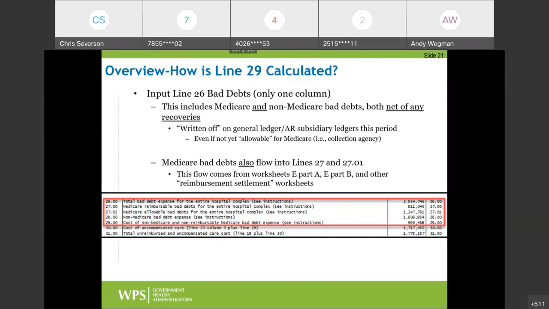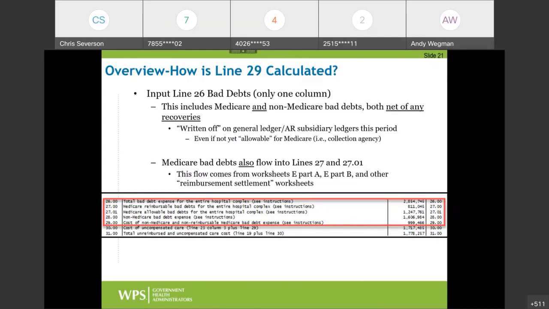Maybe you were waiting for a Medicaid remittance advice. There might be a lot of things that happen after the actual accounts receivable write-off. We need the accounts receivable write-off date for this number. So there might still be things that have not yet been reported on E-Part A, and they will be in the next period, and that's fine.